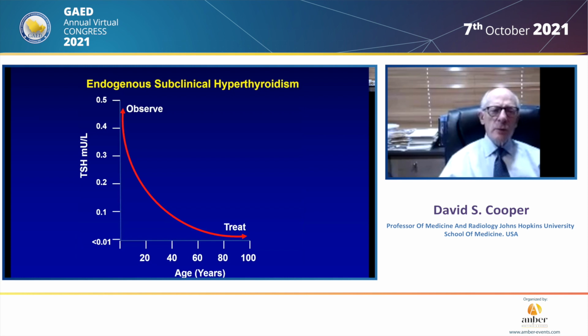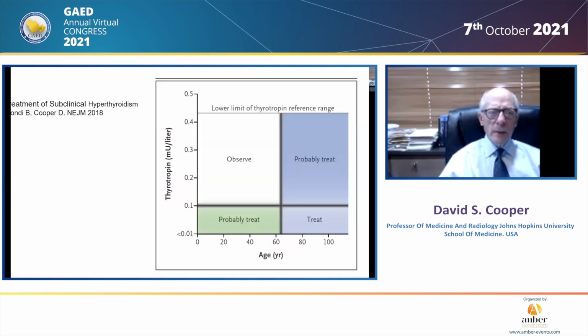So as a general principle in subclinical hyperthyroidism, it's reasonable to observe patients whose TSH levels are not so low and who are younger, and in patients that are older and have lower TSHs to treat them. That's an easy way of thinking about it.